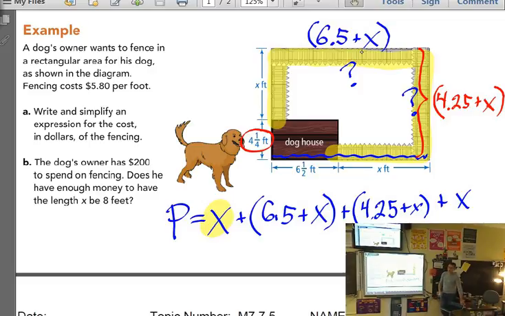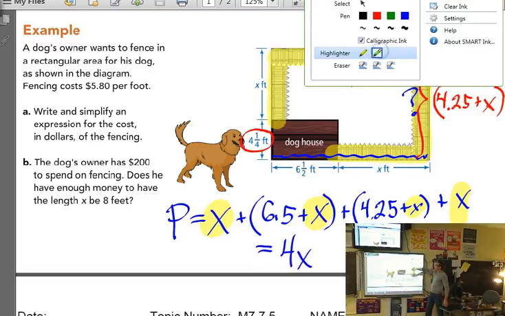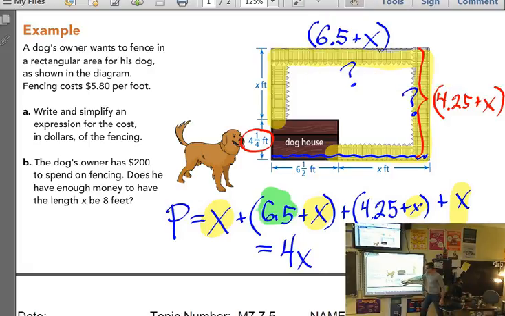X. What else goes with x, Jack? Okay, so then this x. And then the next x. And then the last x. So how many x's do we have now? 4. So we have 4x. Then, what are my other like terms, Miss Cannon? 6.5 and 4.25, which gives me an astounding 10.75.